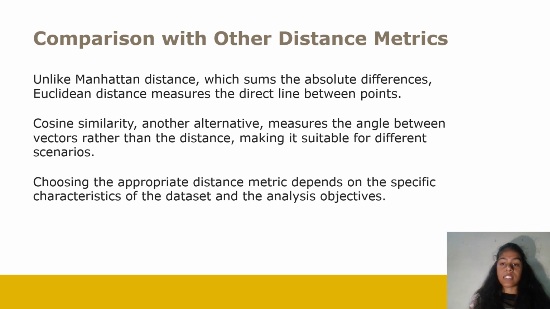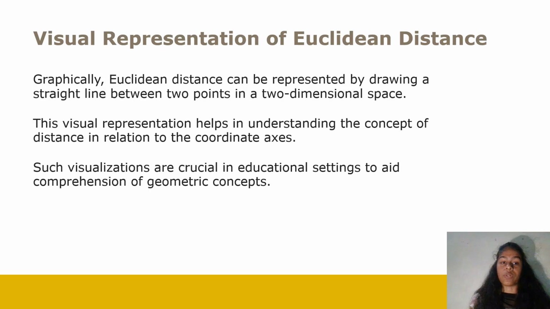Comparison with other distance metrics. Unlike Manhattan distance, which sums the absolute differences, Euclidean distance measures the direct line between points. Cosine similarity, another alternative, measures the angle between vectors rather than the distance, making it suitable for different scenarios. Choosing the appropriate distance metric depends on the specific characteristics of the dataset and the analysis objectives.